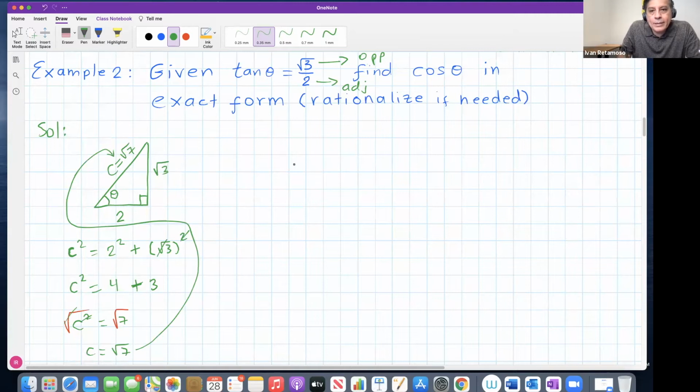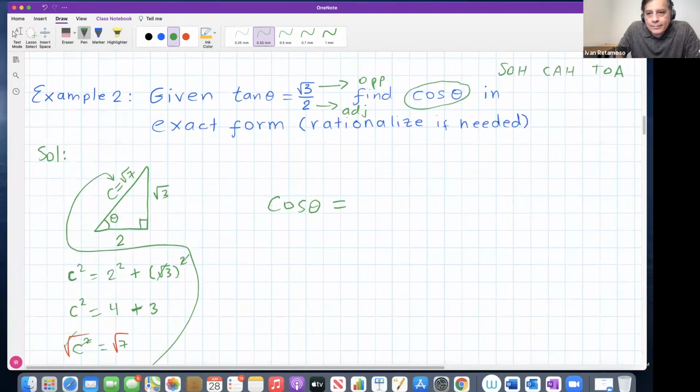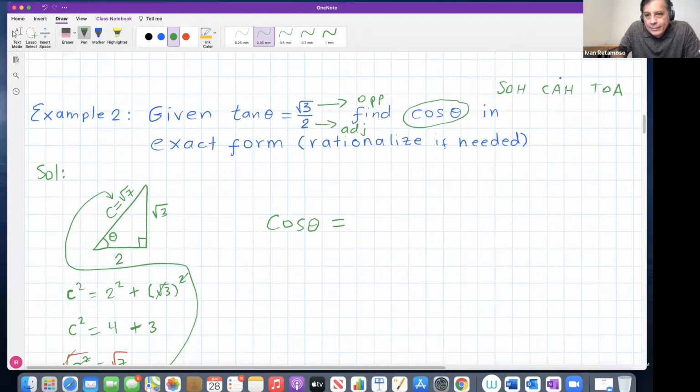Now we are ready to get all trigonometry functions, but in particular, we need just cosine. So what is cosine of theta? Remember from SOHCAHTOA, from this part, it says cosine is adjacent over hypotenuse. Adjacent is 2. Hypotenuse is the square root of 7. This should be the answer, right?